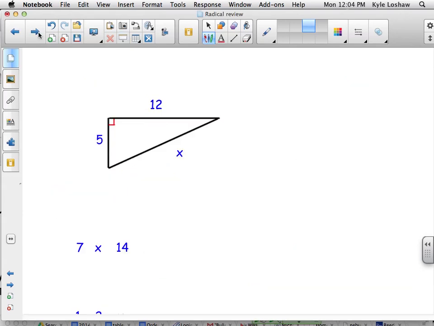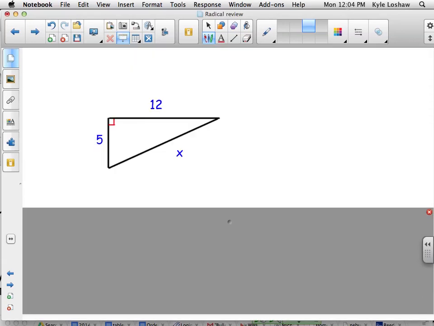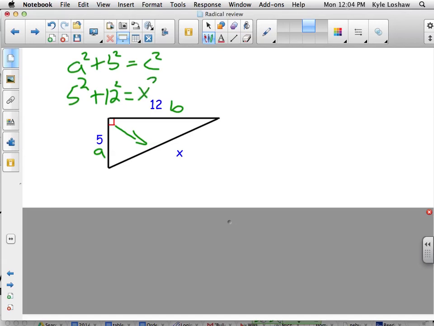So, moving on then, let's look at a pretty basic problem here. We know that in telling you to solve for x, what's opposite the right angle? This is our c. So that means we have a and b. It doesn't matter which one is a and which one is b. So I'm just going to make this side a and I'll make this side b. So in our Pythagorean theorem of a squared plus b squared equals c squared, a is 5, b is 12, that equals our x squared.